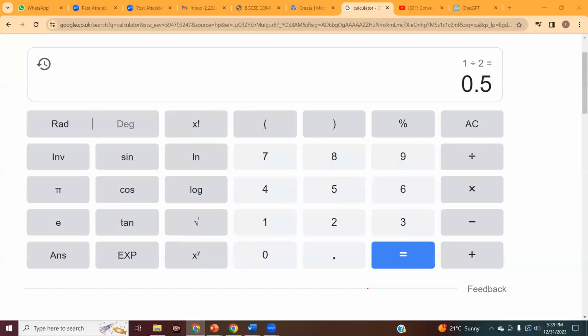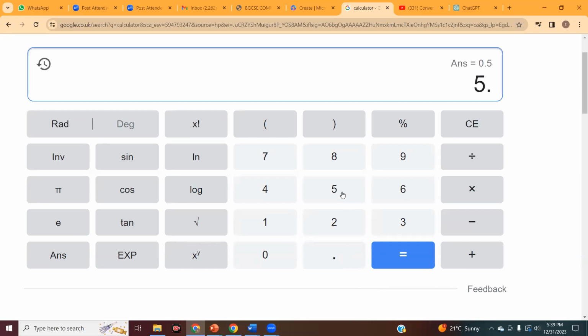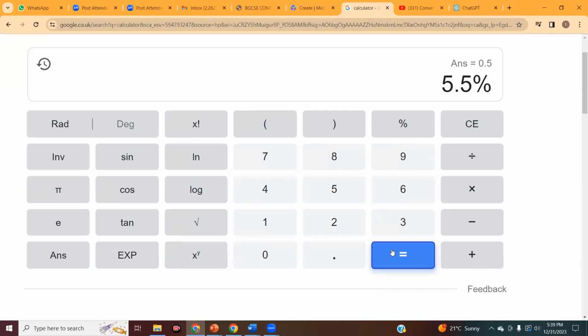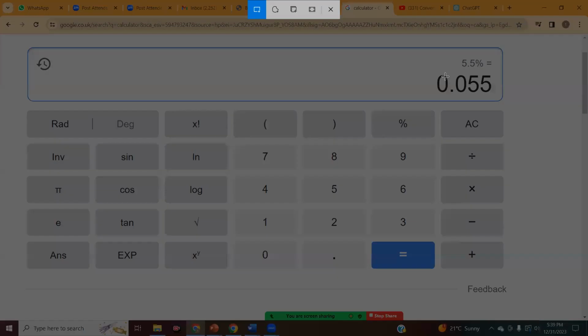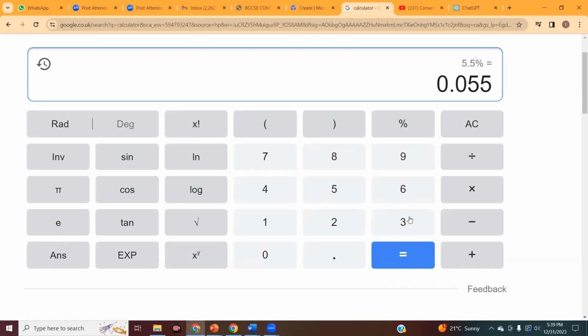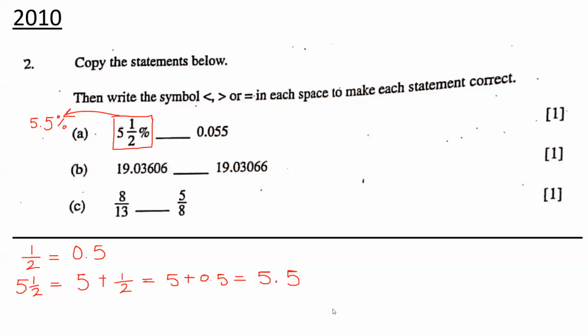And so remember, we have 5.5%. That's going to be equal to what? 0.55. So 5.5% is equal to 0.055. Now, if we go back to our question, we'll notice that that's exactly what we had on the other side. So we have 0.055. And so that means that these two are equal.